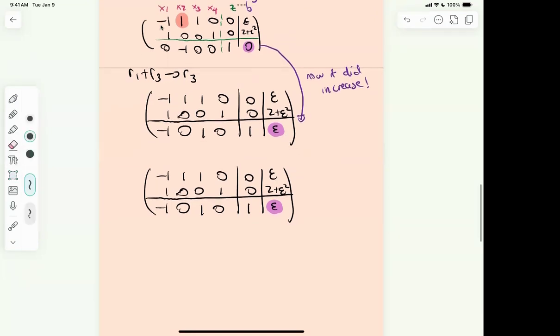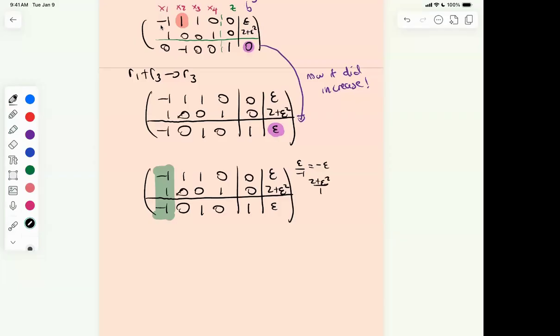So again, because of the negative one, I'll choose that column. And so what are the ratios here? The ratios are epsilon divided by negative one, which is negative epsilon, and 2 plus epsilon squared divided by 1, which is just 2 plus epsilon squared. You have to choose the smallest positive ratio, and there's only one positive ratio. So you have to choose this one.